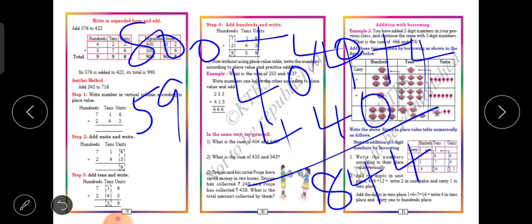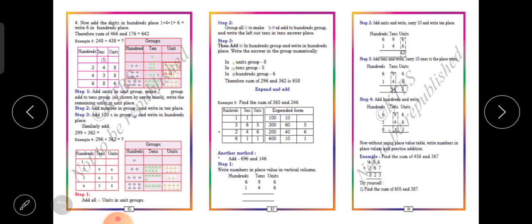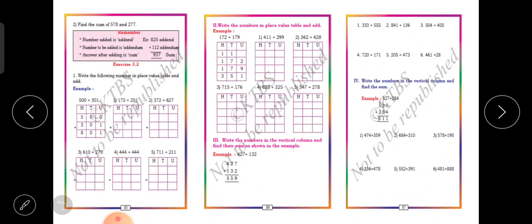Shall we move on to page number 3, the 3.2 sum? See, 500 plus 301. What is the answer? 801. Okay, so shall we see this? 175 plus 201. What is the answer? Write it in the box.